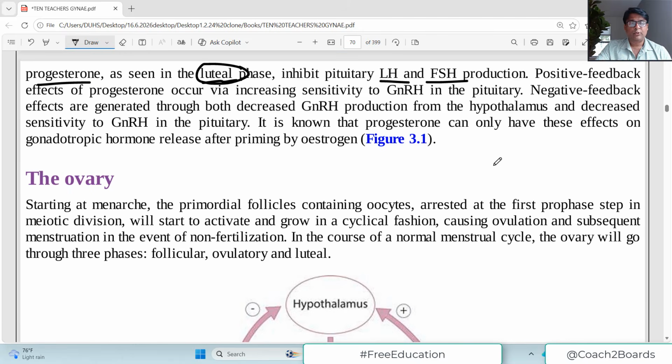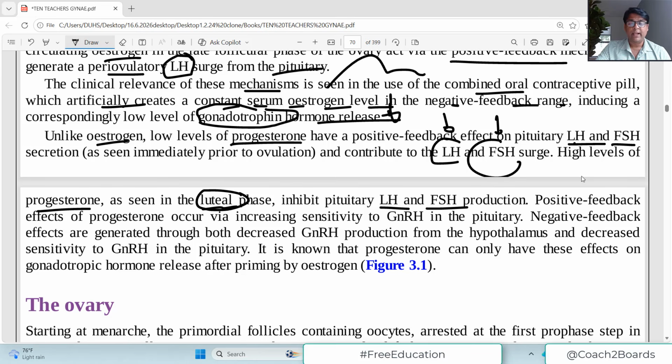हो गई बात. अब प्रोजेस्ट्रॉन की कहानी थोड़ी सी डिफरेंट है. अगर हाई लेवल प्रोजेस्ट्रॉन का है तो इट इनहिबिट्स द LH and FSH प्रोडक्शन, ठीक है. और अगर लो लेवल है, if there are low levels of progesterone, then it have a positive feedback, so the secretions goes higher, it contribute to the LH and FSH surge. तो ऐसा नहीं है जैसे ईस्ट्रोजन का था, यहाँ पे थोड़ा सा उल्टा है मामला, ठीक है.